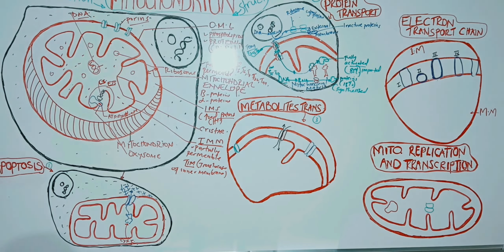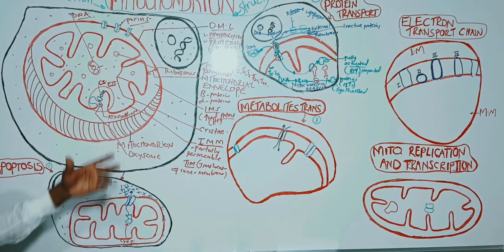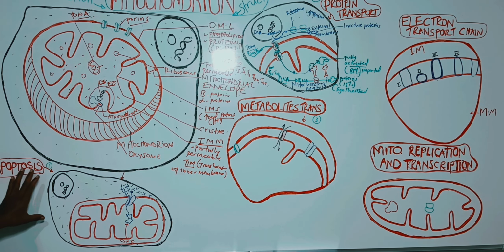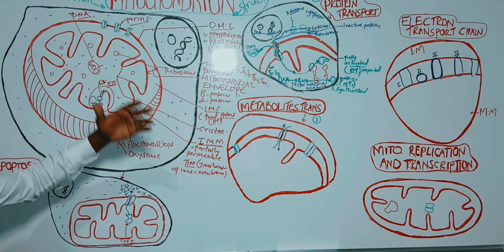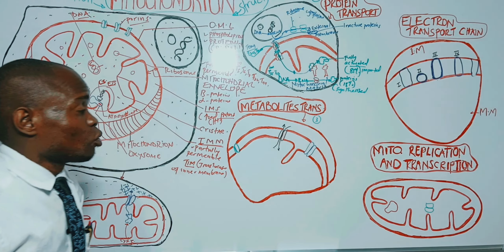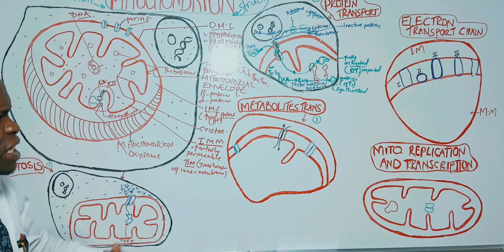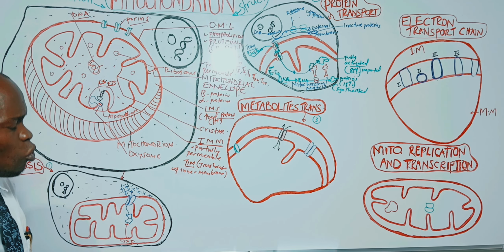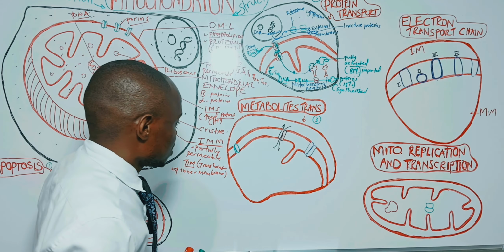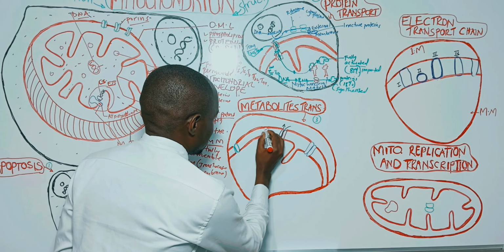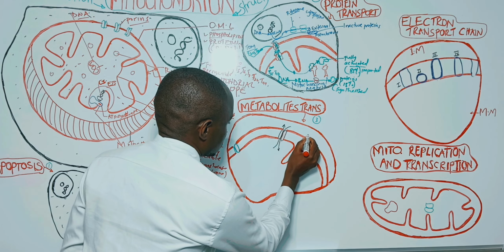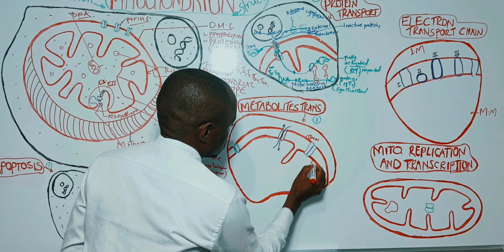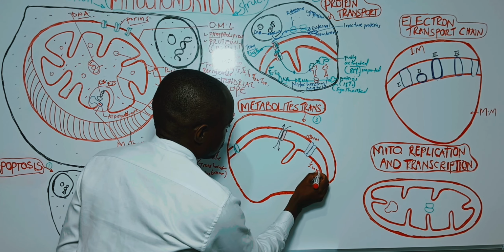That is what we have so far seen: the mitochondria is important in programmed cell destruction, also called apoptosis. Mitochondria is also important in protein transport. We also have miscellaneous transport, also called metabolite reactions or transport. Now we are aware of the membranes of the mitochondria. This is the outer mitochondrial membrane, and this is the inner mitochondrial membrane.